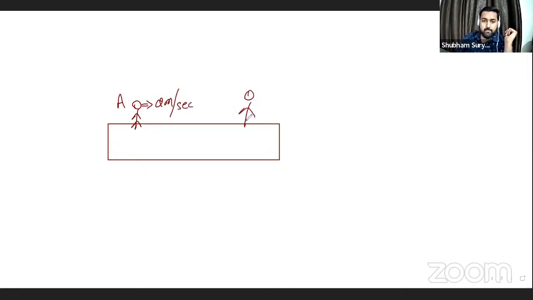Let's say this is my person B, who is moving towards left at the speed of 3 meters per second. And let's say this is a person C over here. C is standing on the other road, and C is moving towards right with the speed of 4 meters per second, guys.